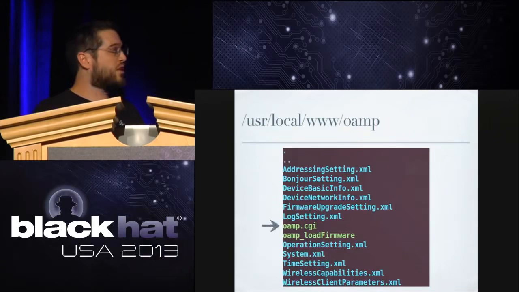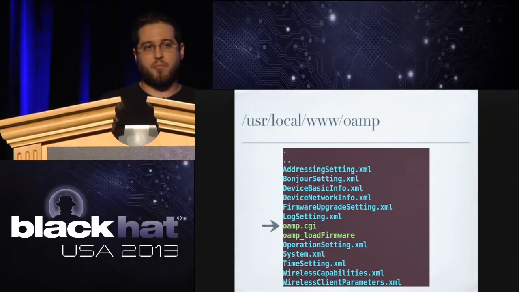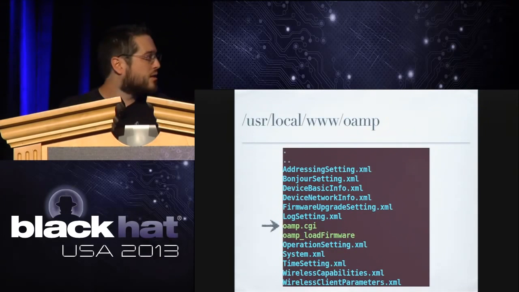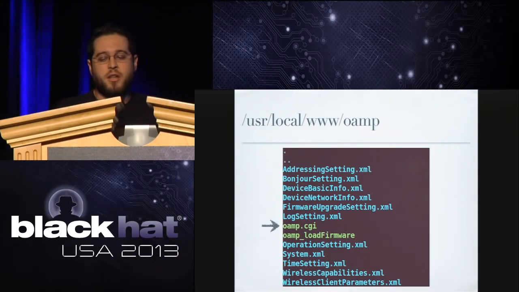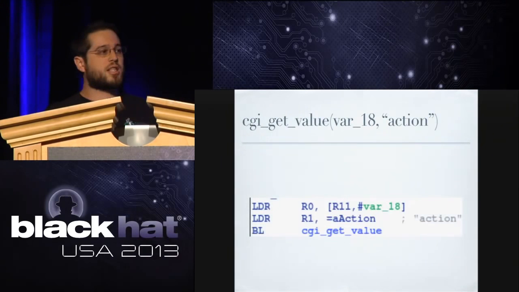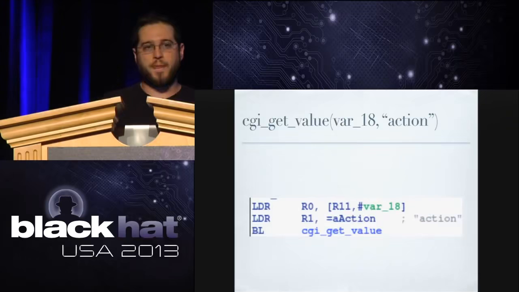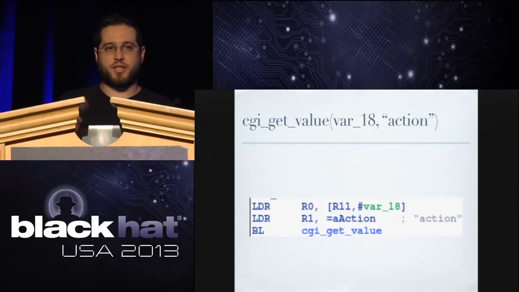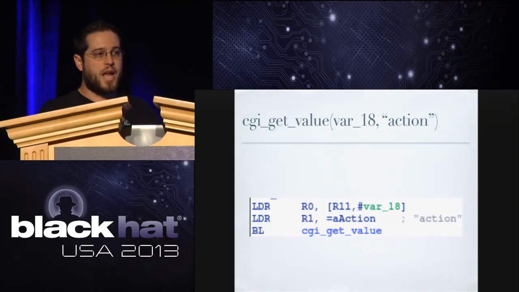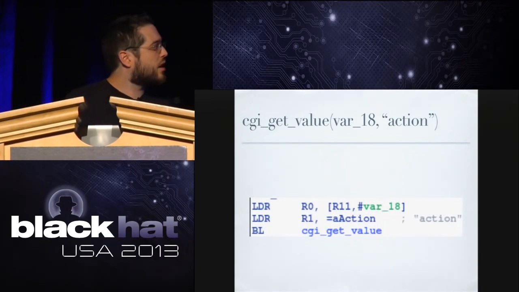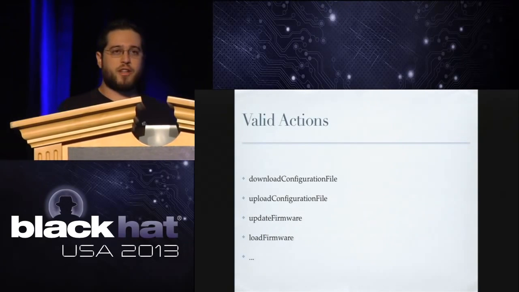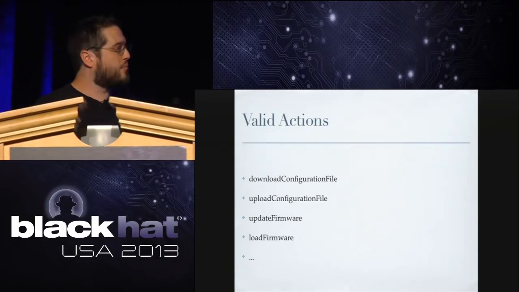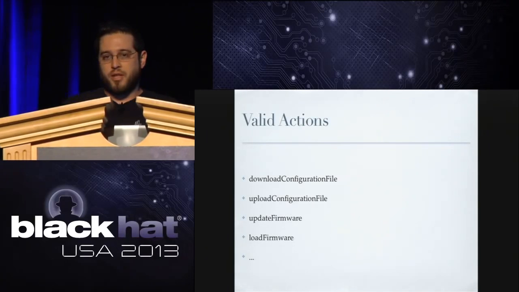What it had was a bunch of XML files that were actually symlinks to this OAMP.cgi binary. So I said, okay, well, let's look at what this OAMP.cgi thing does. And as it turns out, it implements kind of its own little mini API that's totally separate from the rest of everything else running in the web interface. So it expects you, when you make a request to it, to specify an action. And this action you can specify, it can be one of many different things, including download configuration file, update firmware, and many others. But they weren't completely stupid.